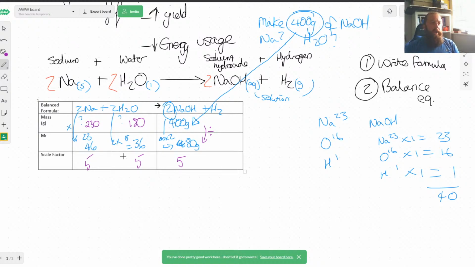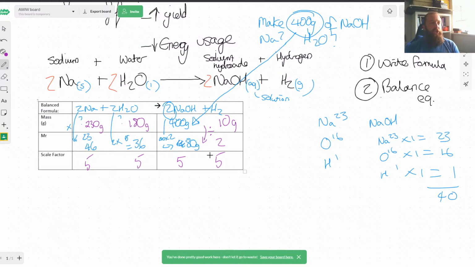So what this works out is that if I had 230 grams of sodium and I reacted it with 180 grams of water, I would make 400 grams of sodium hydroxide. Okay? I can also work out how much hydrogen gas would be produced if I wanted to as well, which should be 10 grams.